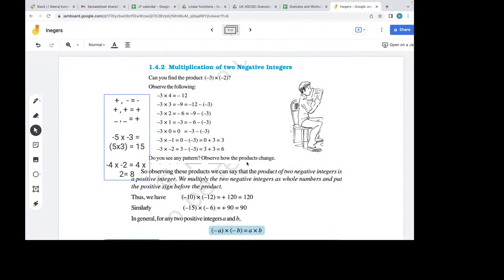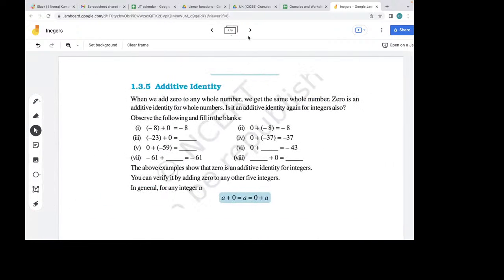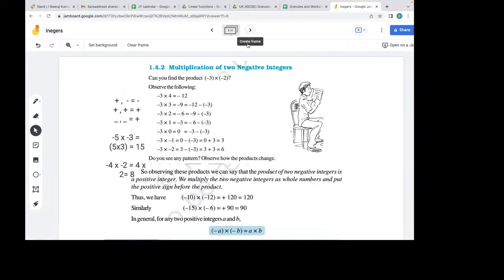Alright, so today we are going to learn till here only. In our next session, we will learn about properties of multiplication.